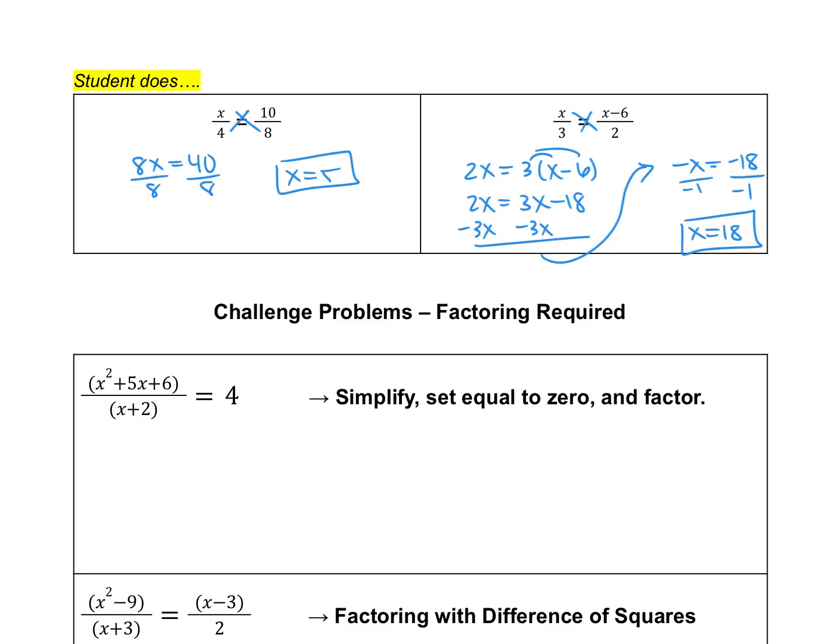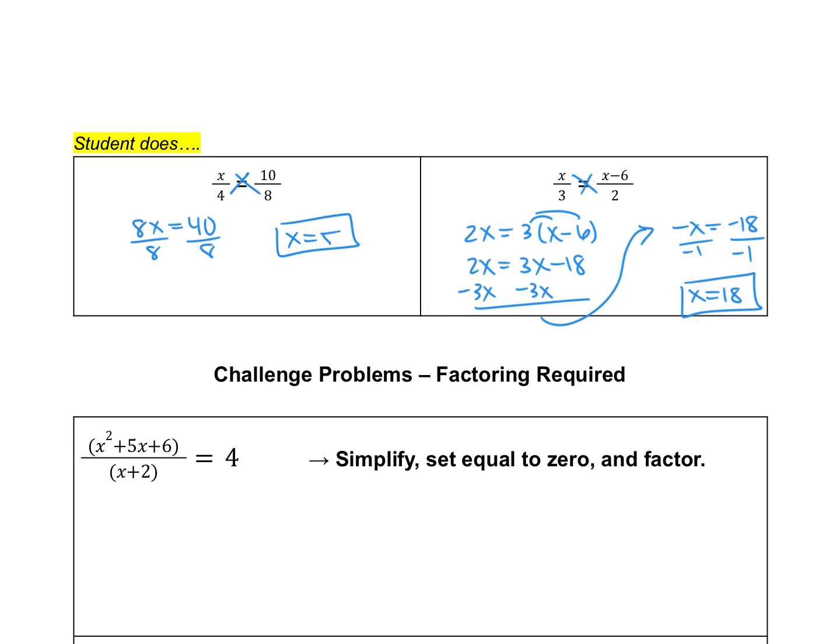This is what I got, x equals 5 and x equals 18. Do you agree? Okay, can we talk real quick about how to check your answer? Like, let's talk about how to check your answer on this second one.